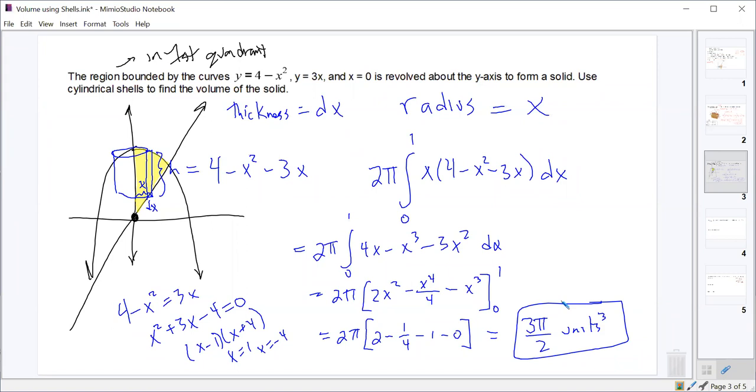Good. Great. And I would say this one is probably easier using shells, because if we try to do it using a disk, it's not a lot more difficult, but we'd have to do it in terms of y. And as we go up from y equals 0 to y equals, whatever this is, 3, the linear piece is to the right. But from y equals 3 to y equals 4, the parabolic piece is to the right. And so we'd have to separate it into 2 different integrals. But doing it this way, we can do it all with one integral. Good or no?